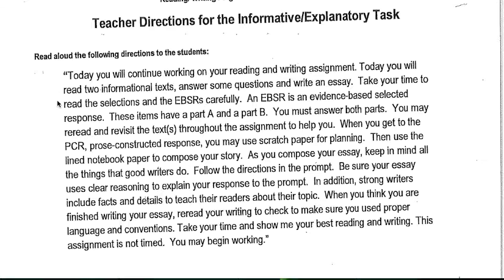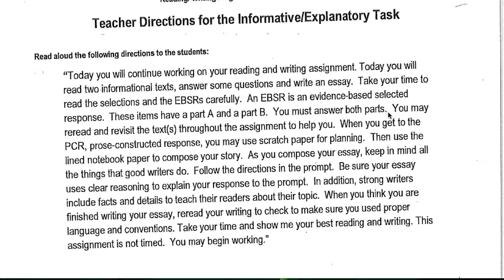Today you will continue working on your reading and writing assignment. Today you will read 2 informational texts, answer some questions, and write an essay. Take your time to read the selection carefully. An EBSR is an evidence-based selected response. These items have a part A and a part B. You must answer both parts. You may reread and revisit the text throughout the assignment to help you. When you get to the PCR, the prose constructed response, you may use scratch paper for planning. Then use the lined notebook paper to compose your story.